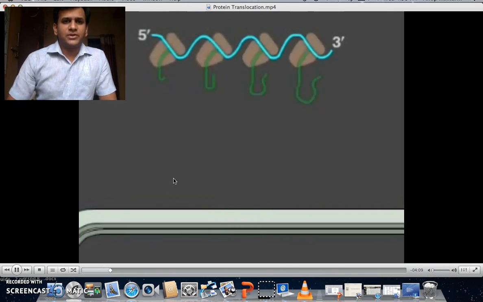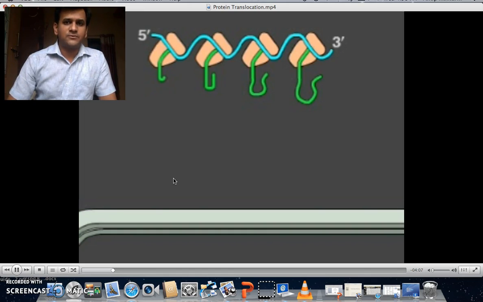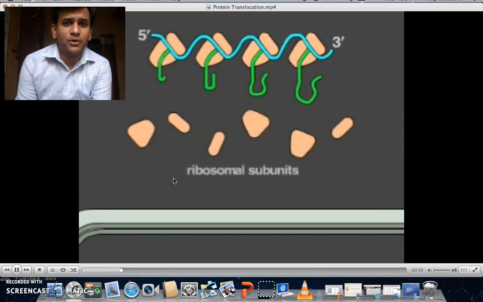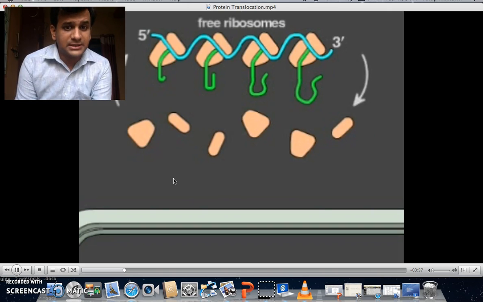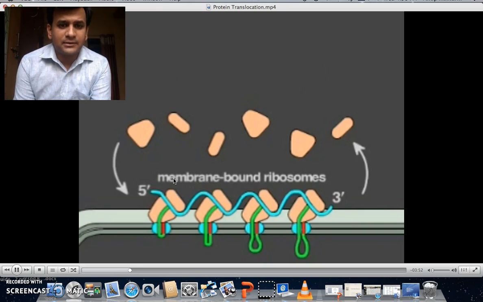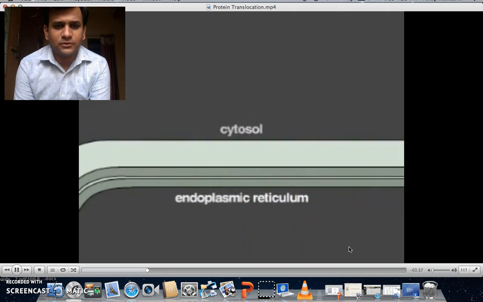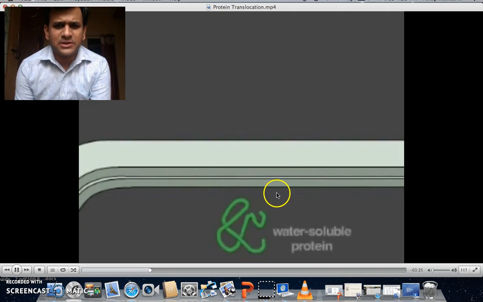So this is your 5' to 3' mRNA, which will start the process of translation through what are called polyribosomes. And these polyribosomes are very important for protein synthesis. So these are in subunits, and what will happen is they will take the entire machinery towards the endoplasmic reticulum membrane. So this is our endoplasmic reticulum membrane. This is the cytosolic part, and this is the ER lumen part. So we'll now go further. As you can see, this is cytosol, this is ER.